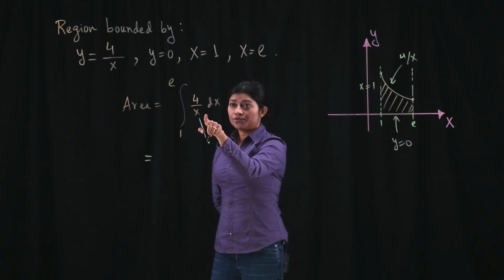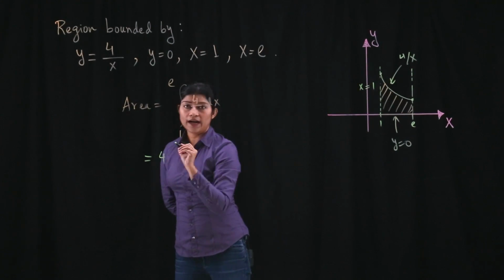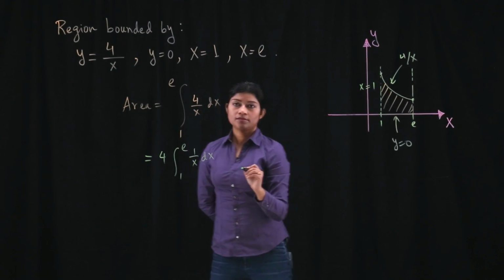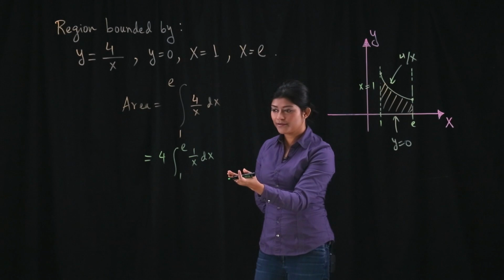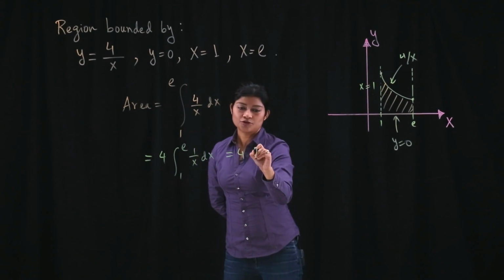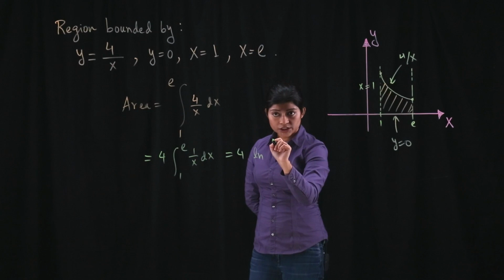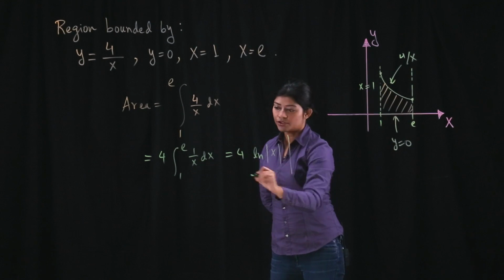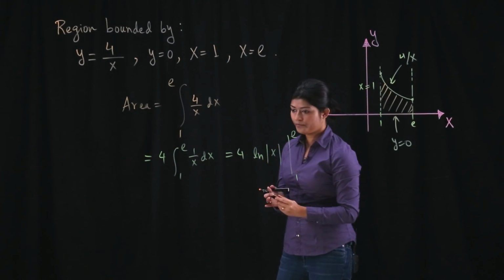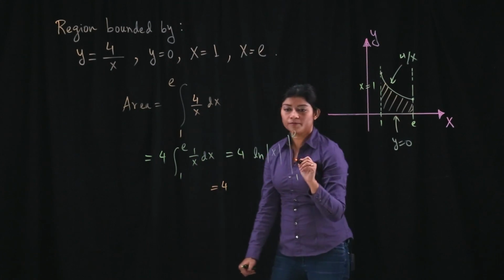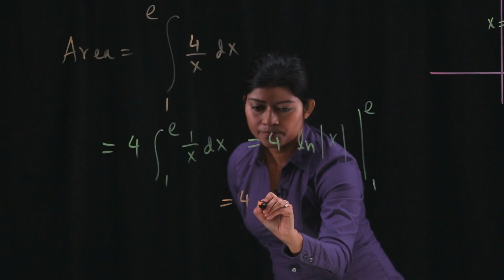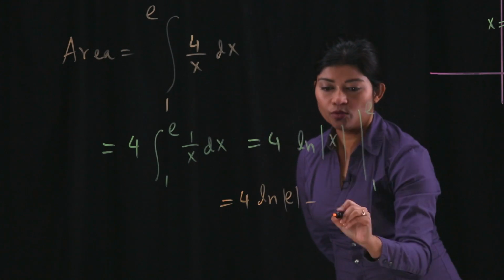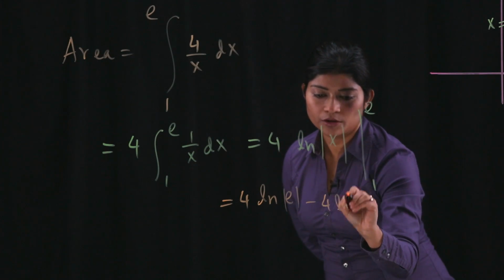How do we find the antiderivative? First, bring the 4 out, and then you will end up having 1 over x dx. Do you know what the antiderivative of 1 over x is? We all know that it is natural log. Be careful, it is not just natural log of x, it's natural log of absolute value of x. And then you just have to plug in 1 and e. So this is where we're applying the fundamental theorem of calculus. You first plug in e, so 4 natural log of e, and then subtract, and then you plug in 1, so 4 natural log of 1.